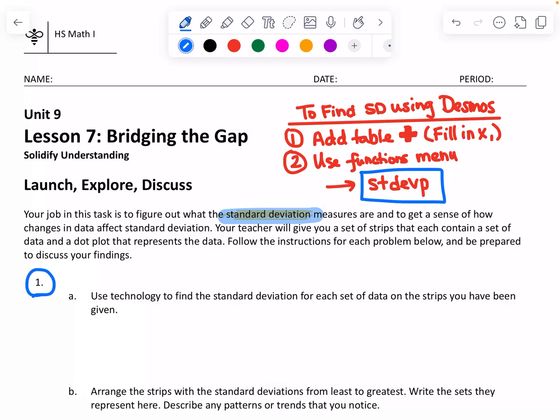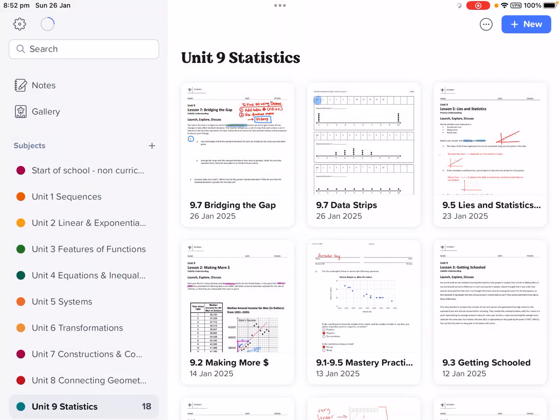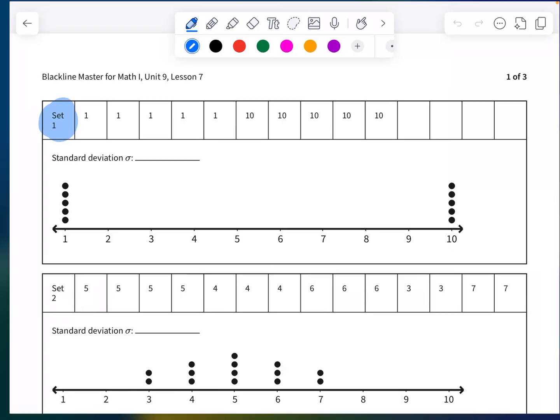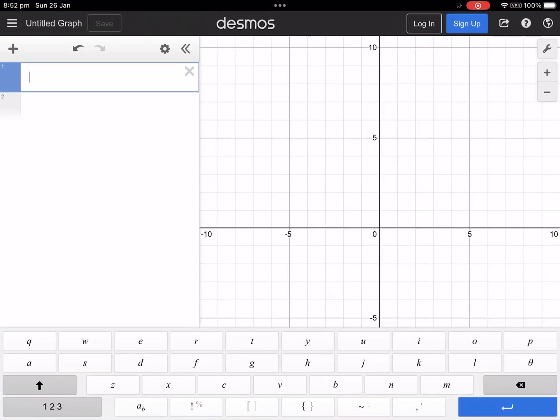Use technology to find the standard deviation for each set of data on the strips you've been given. Okay, so this is the first strip that we've been given, right? It has the data set 1, 1, 1, 1, 1, 1, 10, 10, 10, 10, 10. So we're going to transfer that data over to a table in Desmos. So here is our Desmos document, right? And we're going to do the plus sign and hit table, and we're only filling in the X values.